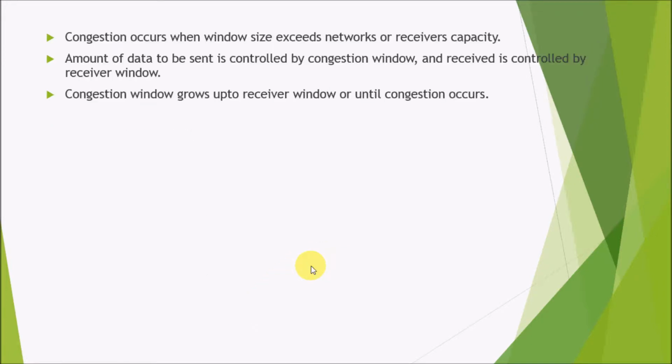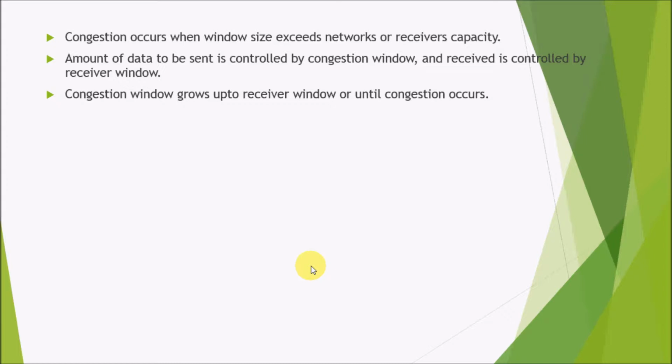Congestion occurs when the window size exceeds the network's or receiver's capacity. The window size represents the number of packets sent at a time, and if it exceeds the capacity of the network or the capacity of the receiver, then congestion will occur and packets will be lost. The amount of data to be sent is controlled by the congestion window. The congestion window is a window present at the sender side which controls the number of data packets to be sent. And at the receiver side, there is a receiver window which receives the data from the network.